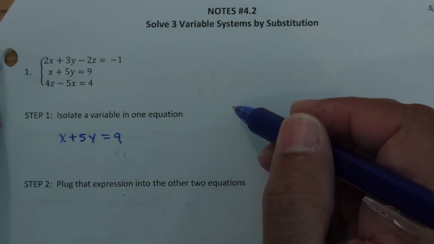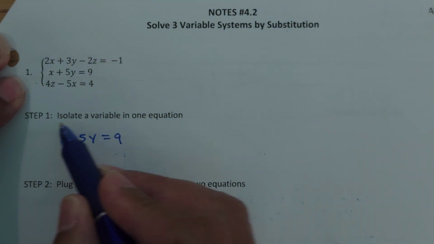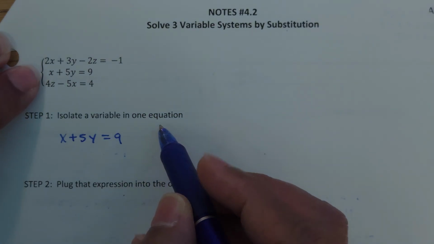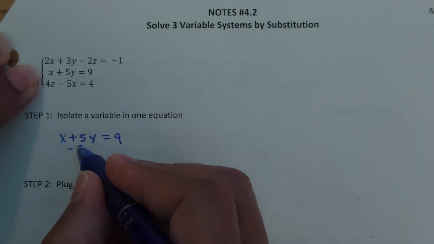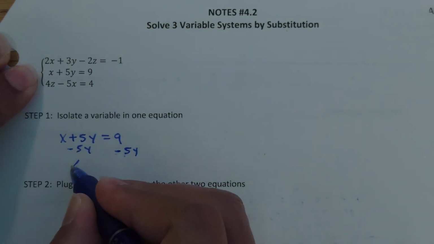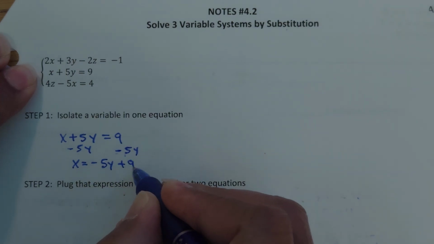Okay, so what I'm going to do is take the second equation, and step number one says isolate a variable in one equation. So I see that x has a coefficient of 1, so all I have to do is subtract the 5y's so I can get the x by itself, or isolate it. So then x equals negative 5y plus 9.